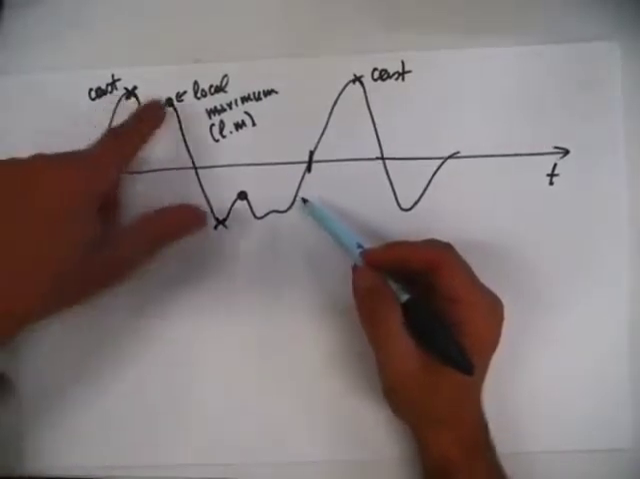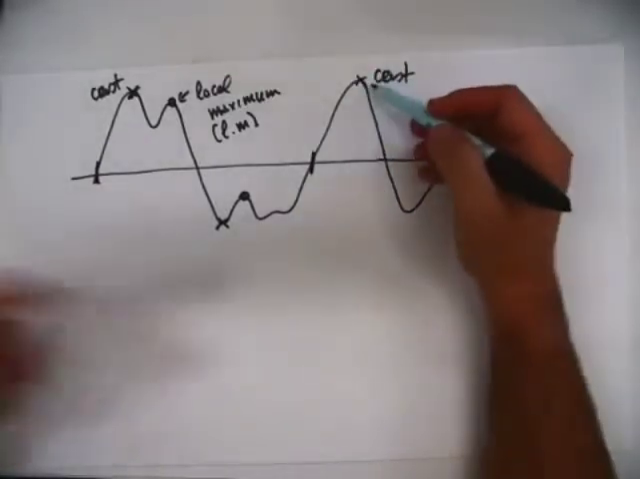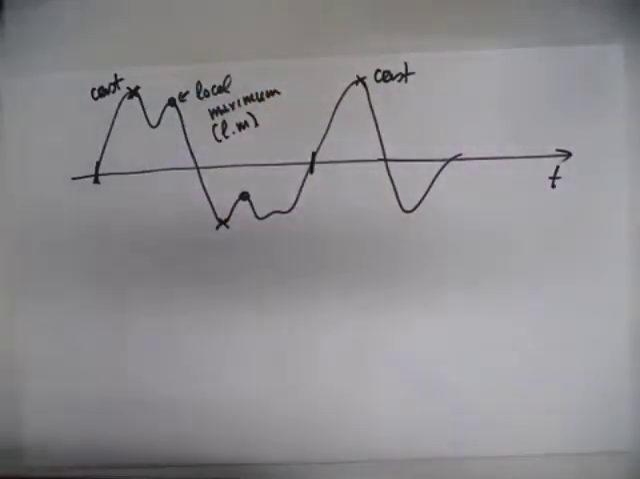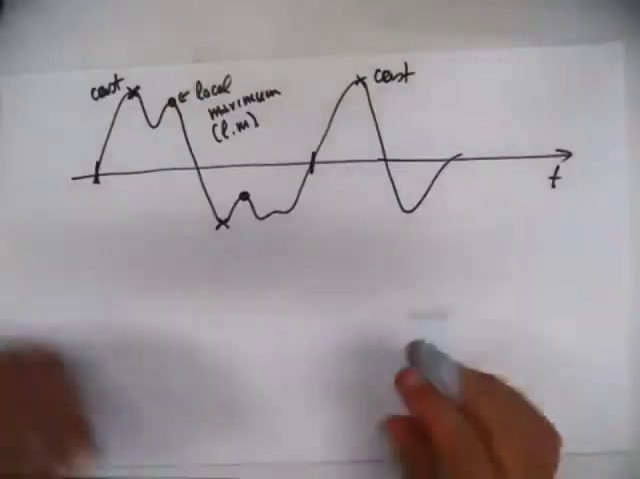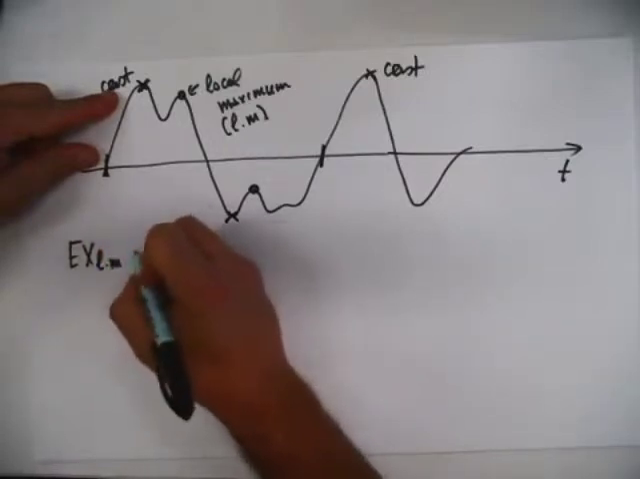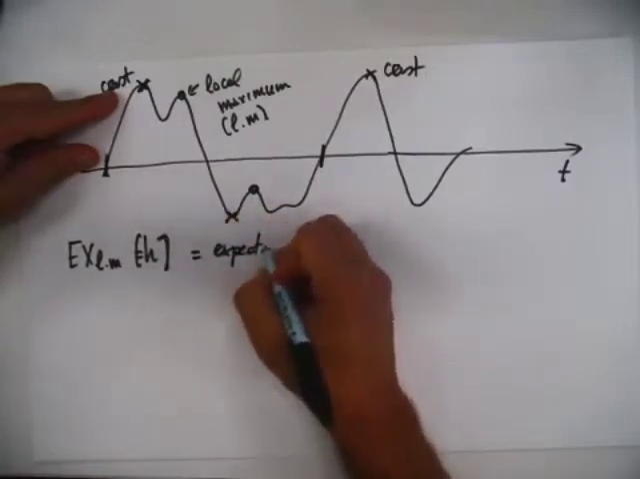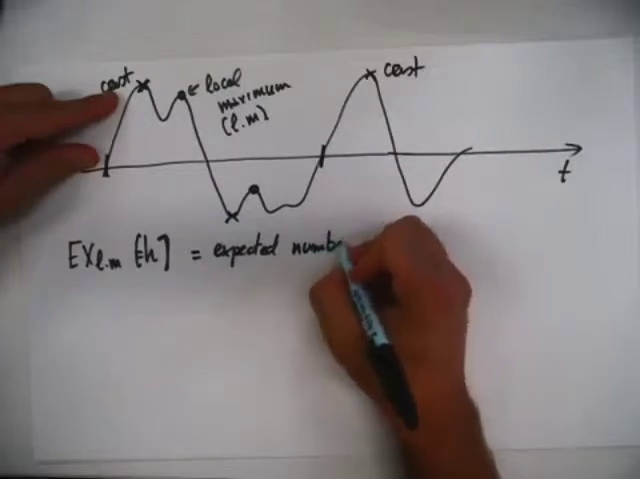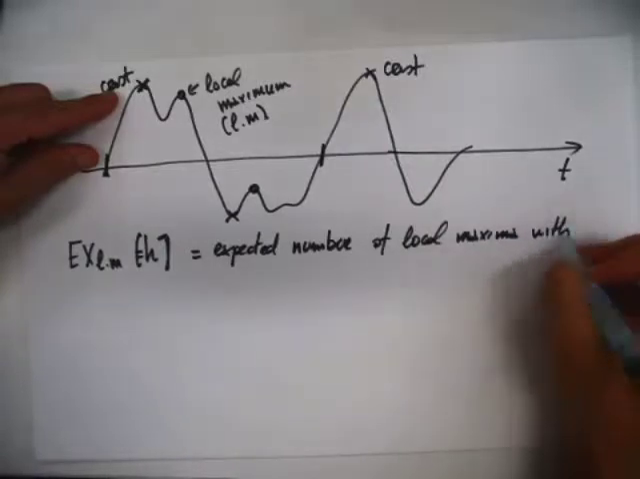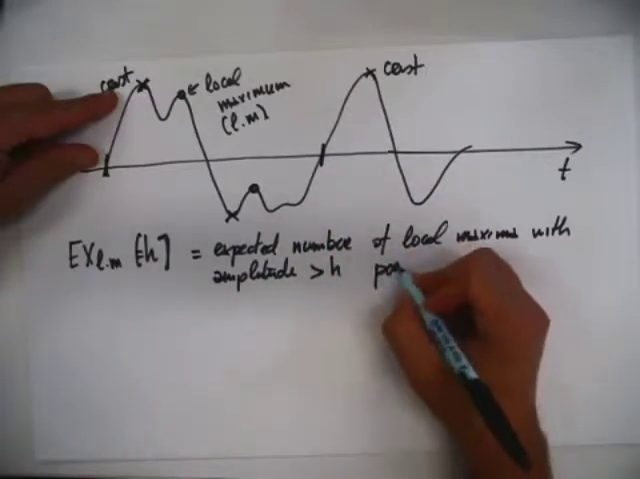So more than one local maximum. Instead, for this other wave, we have one crest and one local maximum. So let's say that these are what we would call spurious local maxima, and they are a problem. Now, of course, we can even talk about the expected number of local maxima of amplitude h. So this is basically the expected number of local maxima with amplitude greater than h per unit time.